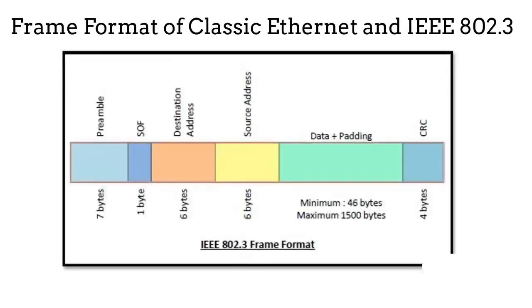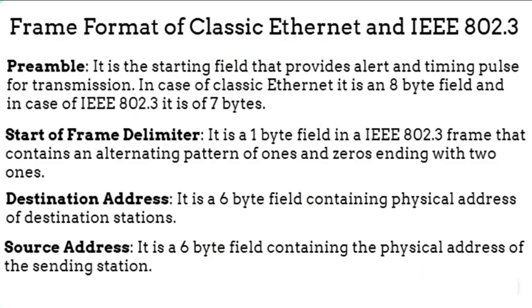Now let's see the frame format of Classic Ethernet and IEEE 802.3. The main fields of a frame of Classic Ethernet are preamble, start of frame delimiter, destination address, source address, length, data, padding and CRC. Preamble. It is a starting field that provides alert and timing information for transmission. In case of Classic Ethernet, it is an 8-byte field, and in case of IEEE 802.3, it is of 7 bytes.